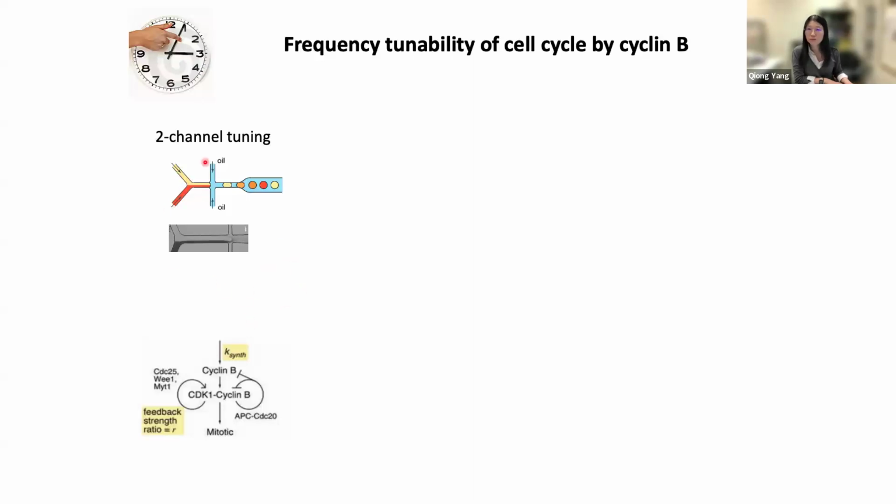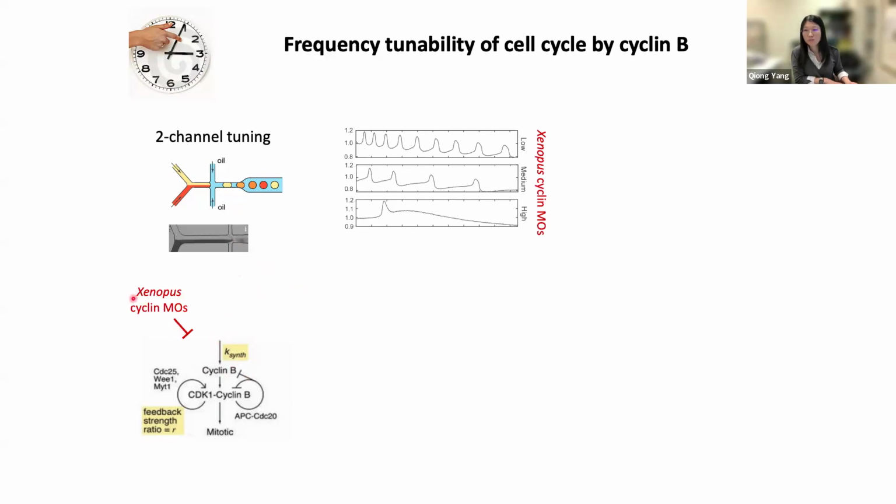Here we are using a 2-channel tuning device. In theory, we know that the synthesis rate of cyclin B is an important input. So we first tuned down this synthesis rate by adding morpholinos against the Xenopus cyclin B, which will inhibit Xenopus cyclin B synthesis. As we can see, the oscillation speed indeed slows down and eventually is arrested in some arrested state if you add a lot of the morpholinos.